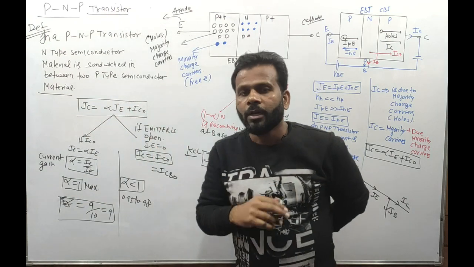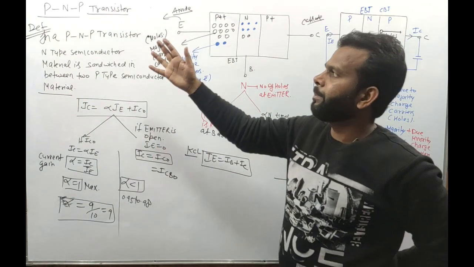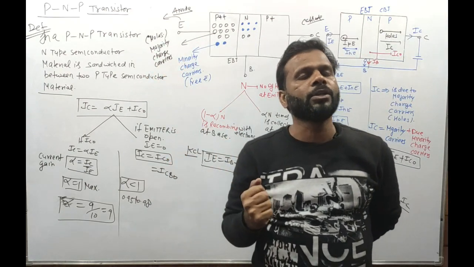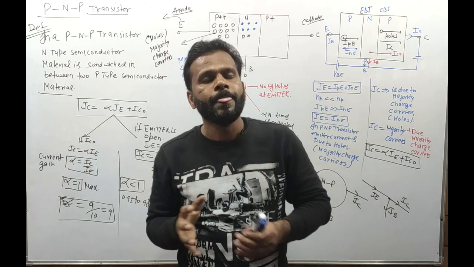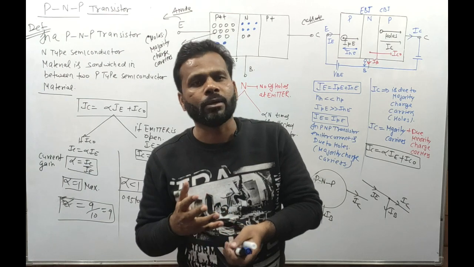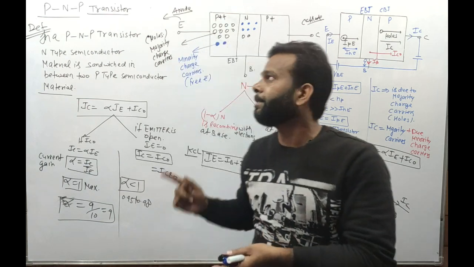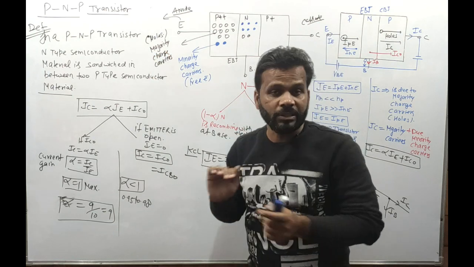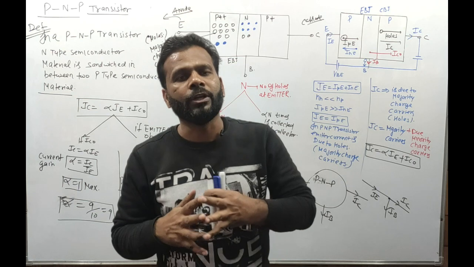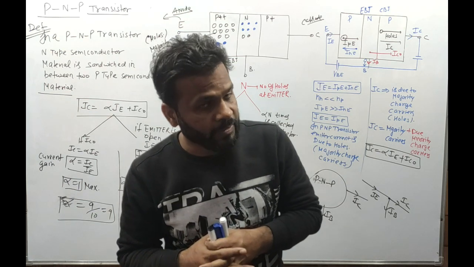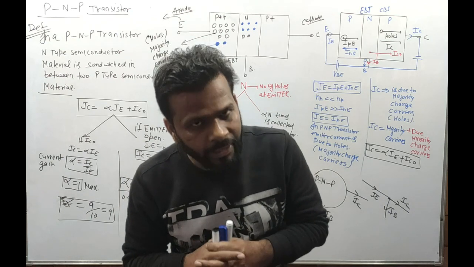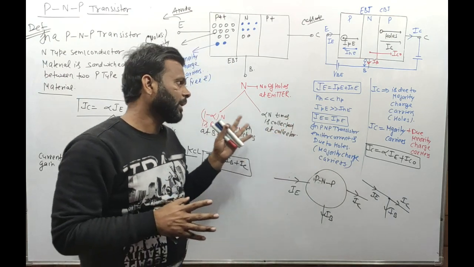Clear till here? Then the next difference is that in PNP the current is due to holes, in NPN the current is due to electrons. Clear till here? The next difference is what? The mobility of the electron is very high as compared to the holes. That's why we prefer the NPN transistor as compared to the PNP transistor. The NPN transistor provides better frequency response as compared to the PNP transistor. That's why we are using the NPN transistor. Clear? So I have told you quite a lot about NPN and PNP.